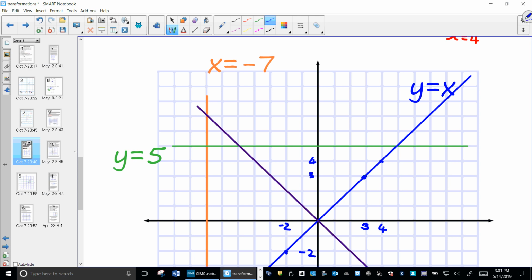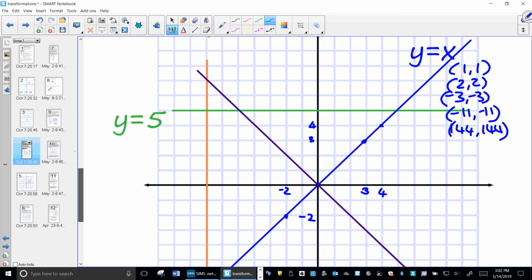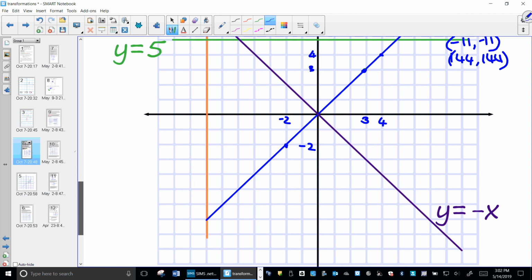So the line y equals x goes through the points 1, 1, 2, 2, -3, -3, -11, -11, 144, 144. They're the points that it goes through, okay? Because the x value and the y value are equal, and that's what makes it diagonal. So that's what our diagonal line would be. Now I did add this one here. Hopefully it won't come up for you, but it might. This is y equals -x. So that just goes the opposite way.